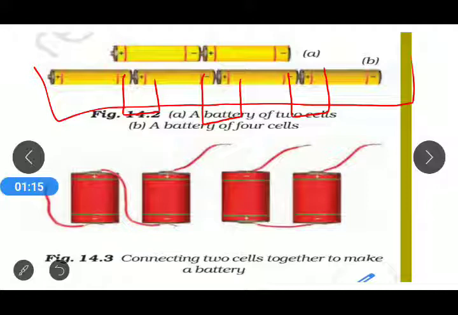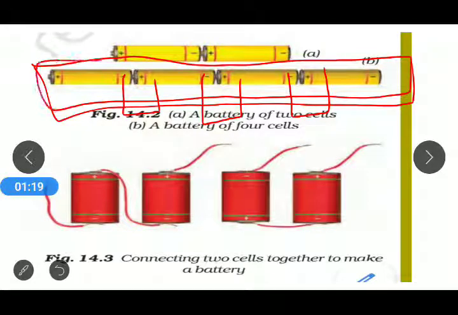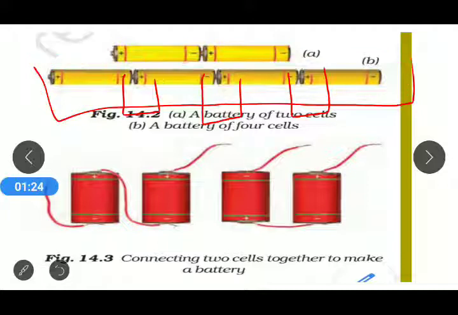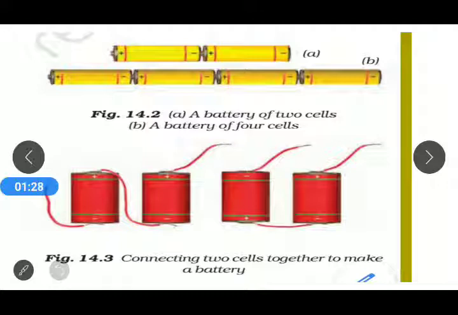So that is the combination of the cells, and I also told you that it is a combination of cells in series. It is the series combination of cells. In such a way we can form a battery.